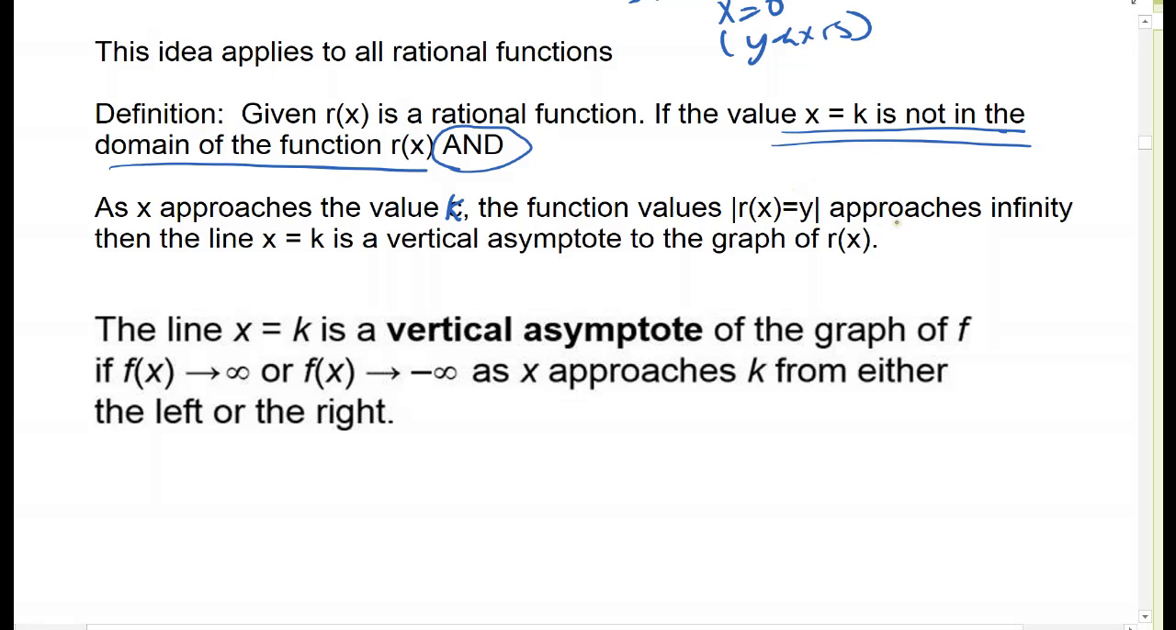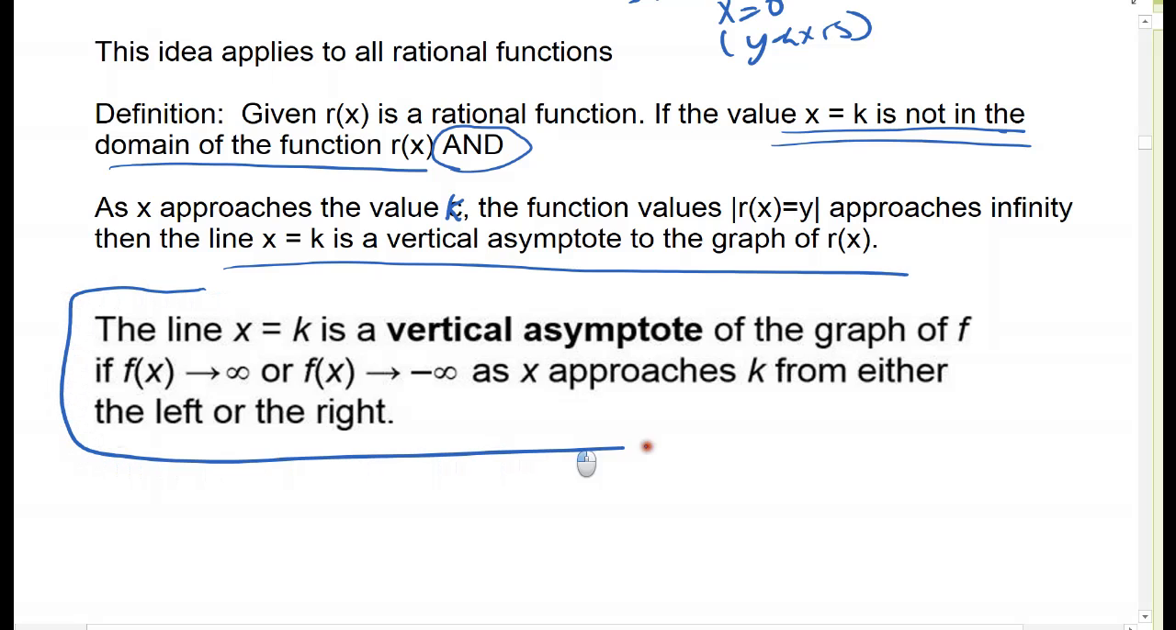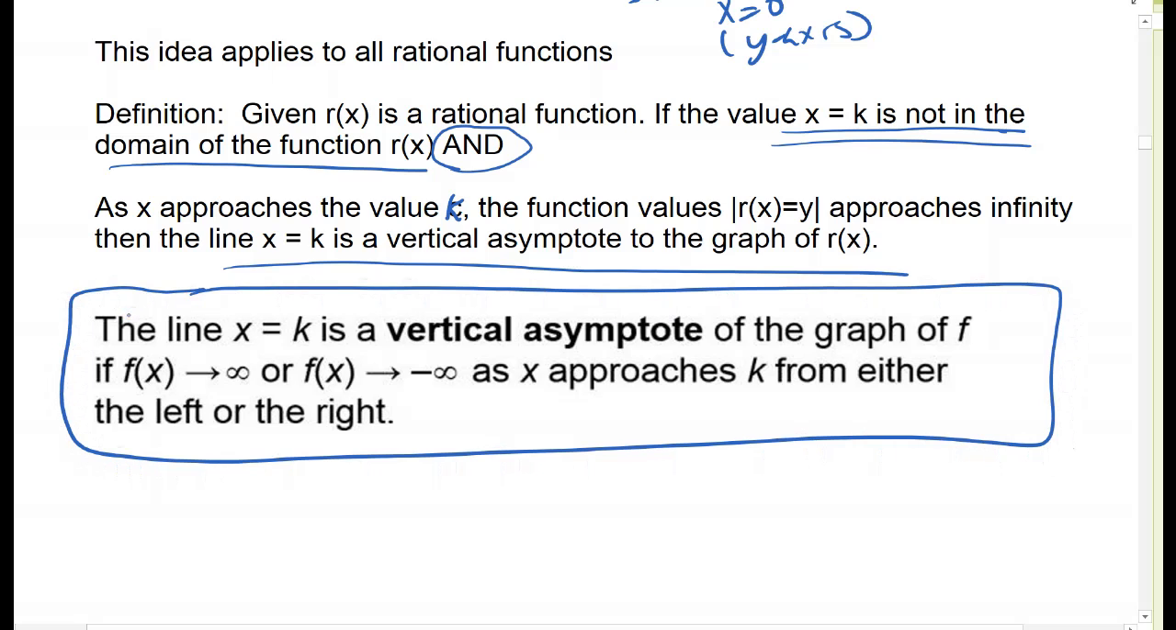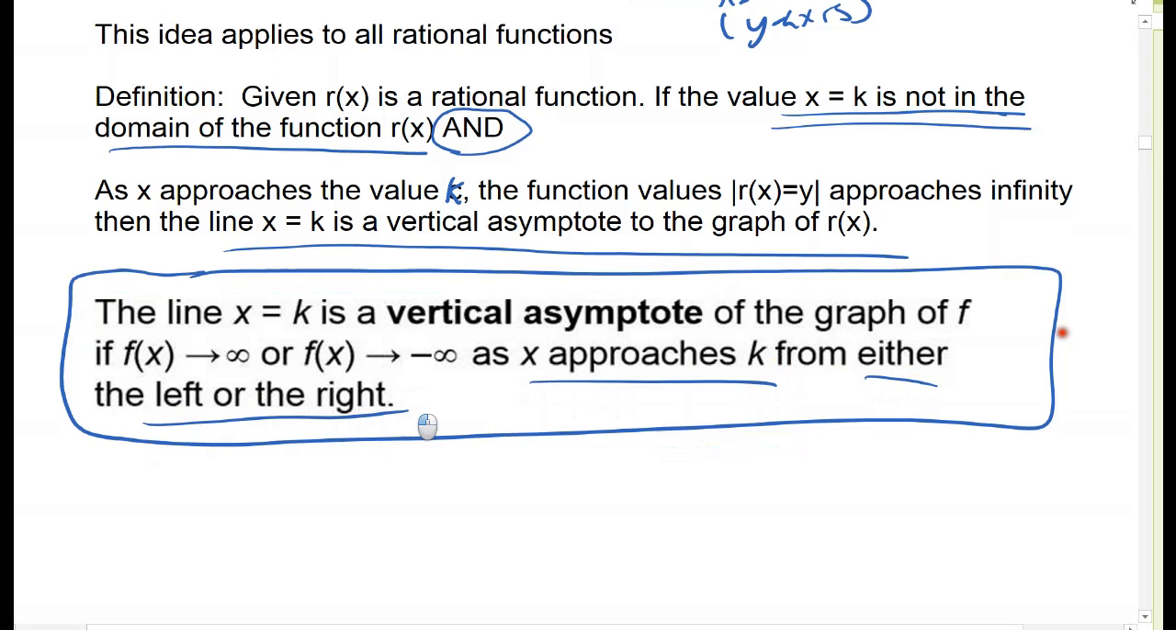So I use absolute value, so it's either shooting off to positive or negative, and so that has to be a vertical asymptote. Right, so it causes division by 0. And the behavior of the graph is one side shoots off to, as I get closer and closer to it, I'll have a side that shoots off to infinity or negative infinity. So again, the line x equals k is a vertical asymptote of the graph of f of x if my function shoots off to negative infinity or positive infinity as x approaches k from either the left or the right.